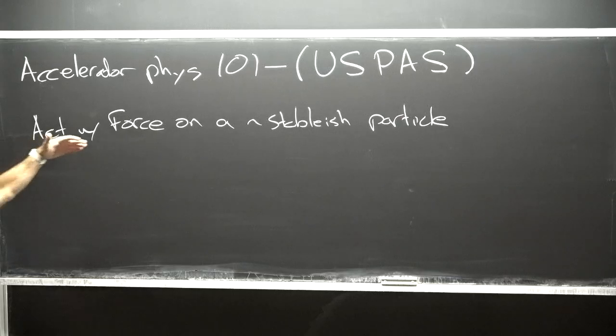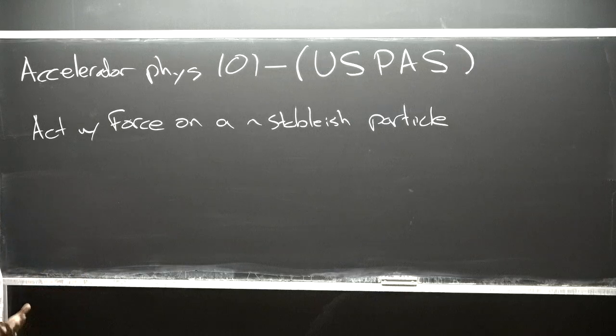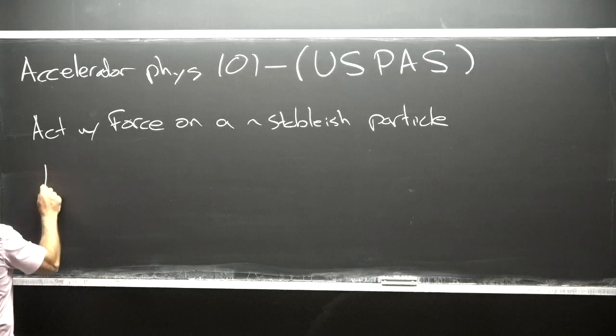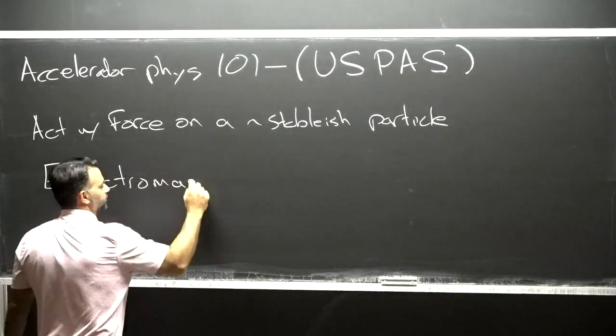Now, we have several forces available to us. Gravity, of course, is way too weak to do this. The strong force and the weak force, unfortunately, are way too short range to be of any use to us. So it turns out the only thing useful for accelerator physics is electromagnetism. It's the winner.